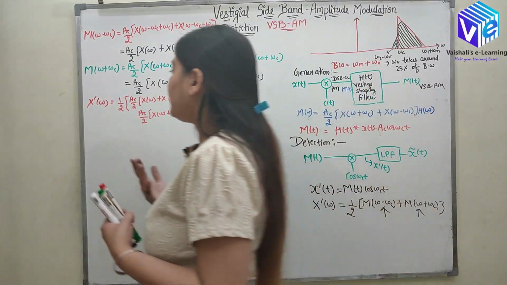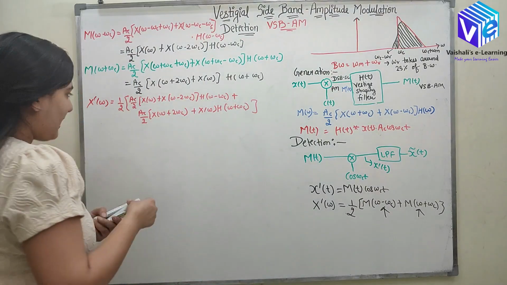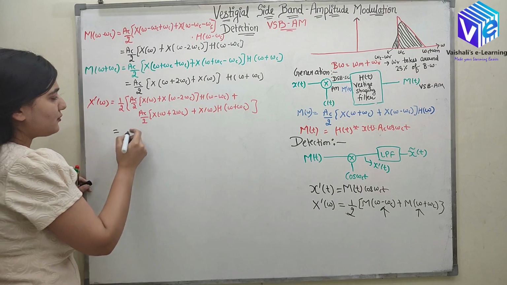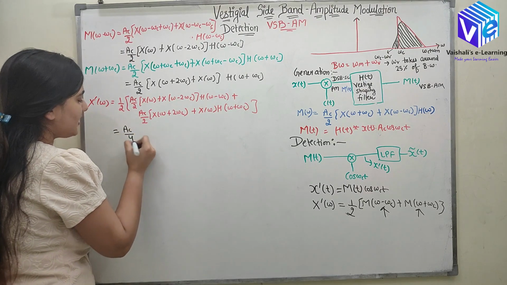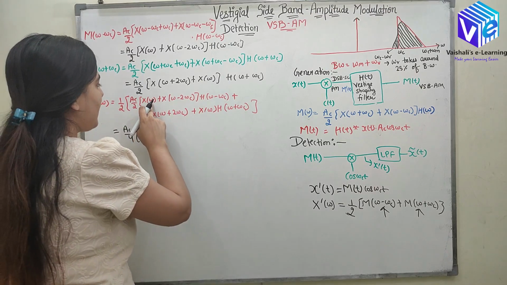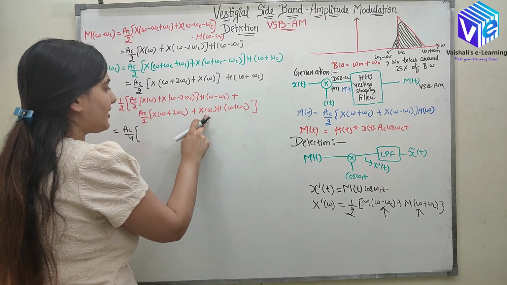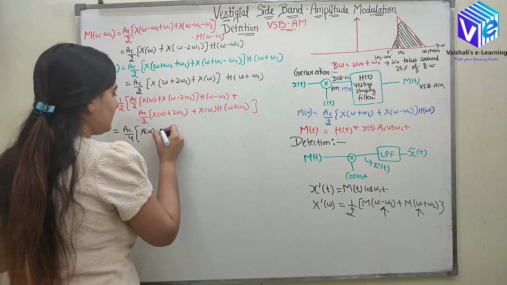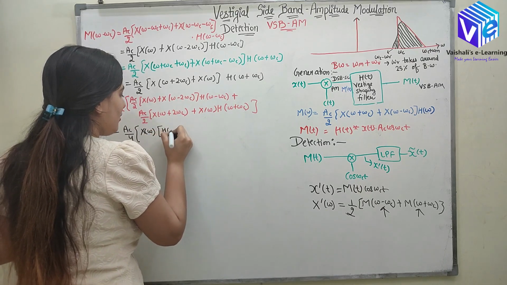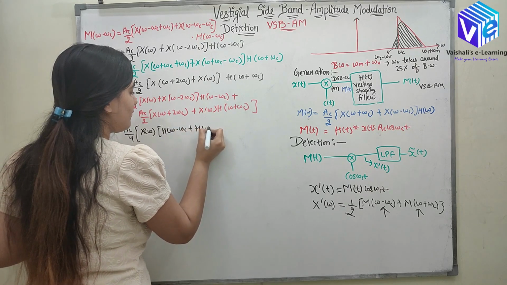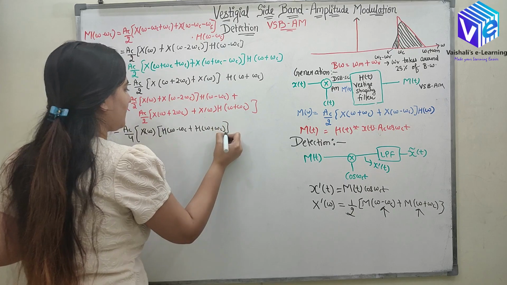So first I'll rearrange X dash omega and I'll find out what it represents. So AC by 2 is a constant. I can take it outside. So outside I have now AC by 4. So here I have X of omega. Here also I have X of omega. I can take X of omega common. So I am left with H of omega minus omega c plus H of omega plus omega c.